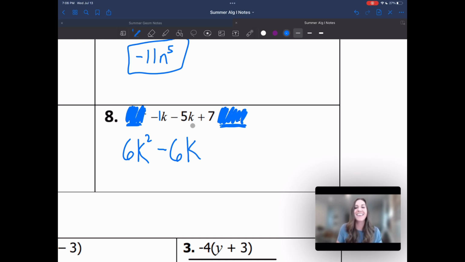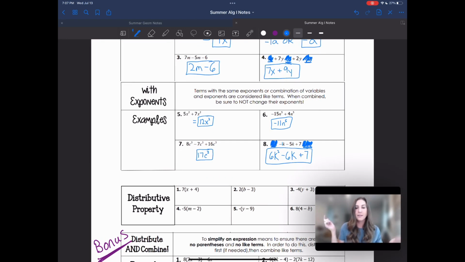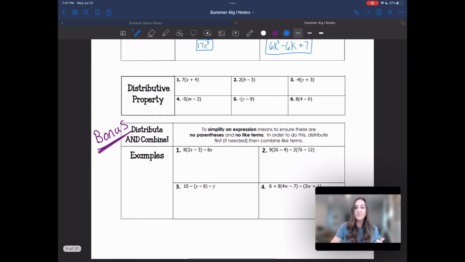Okay, and then we also have our plus 7, which there's nothing we can combine with that, so we just put it on the end, and then that's it. That would be fully simplified. Can't combine any more terms there. All right, that covers that section.